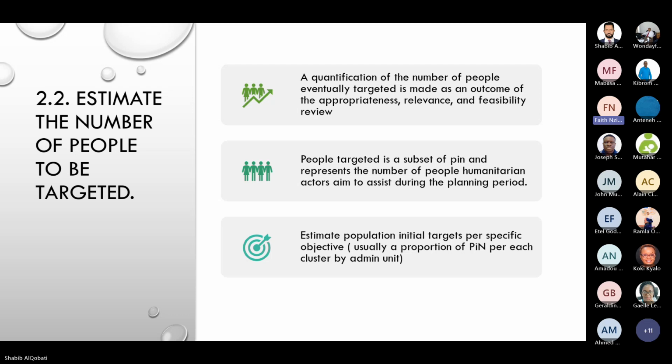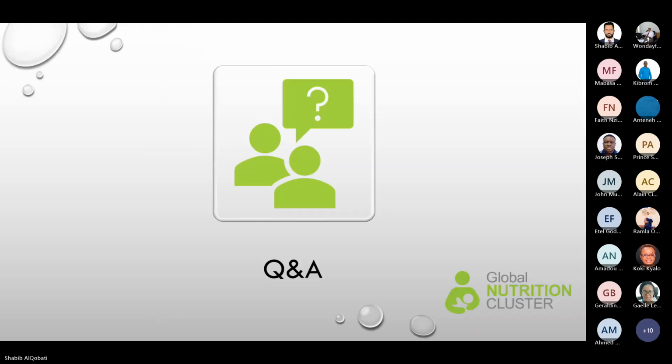Okay, thanks. We can start with Mabasa. Thank you very much, Faith. Thank you, Shabib, for the tool. Thank you, Anton. I was just asking myself this question about the tool and the JIAF 2.0. Is there any kind of clarification that could be made for us to understand the commonality, or how they could both be used to smoothen the PiN and target calculation activities? That's my first question.